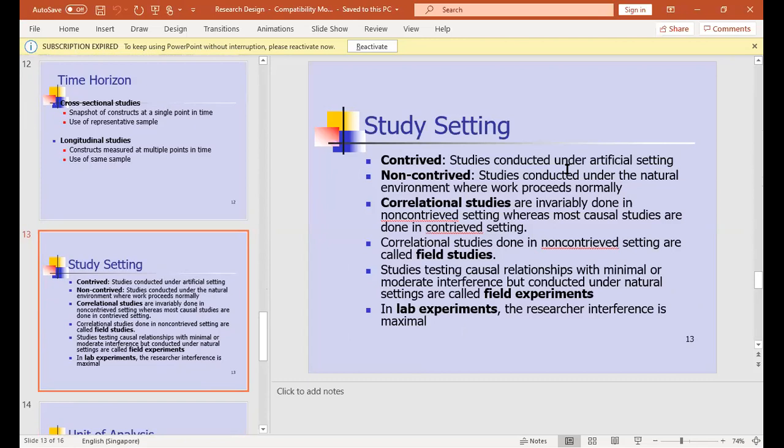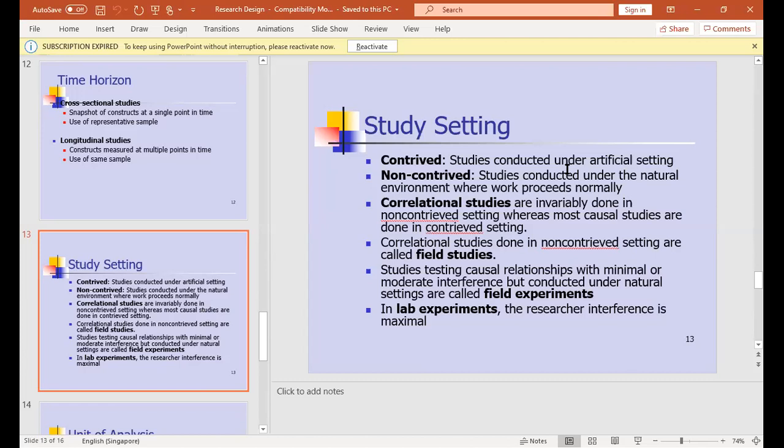When he said contrived, right, those are studies done under artificial setting. Now that's the typical thing that I was talking about with the medical experiments and with the experiment to test the effectiveness of fertilizer with the chili plants. Non-contrived meaning you conduct under natural environment where you may not have any controls, just like you distribute the questionnaires, just like you conduct interviews without making any interference.